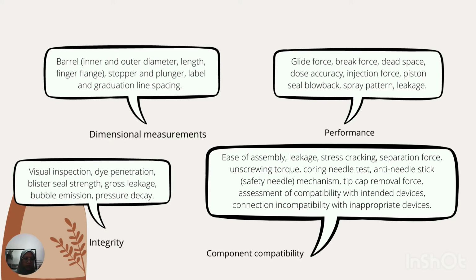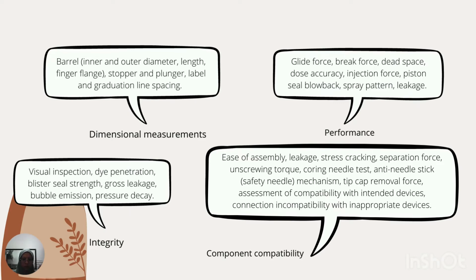The first is the dimensional measurements. We take the dimensions for the barrel, the inner and outer diameter, length and finger flange, stopper and plunger, label and graduation line spacing. Secondly is the performance.